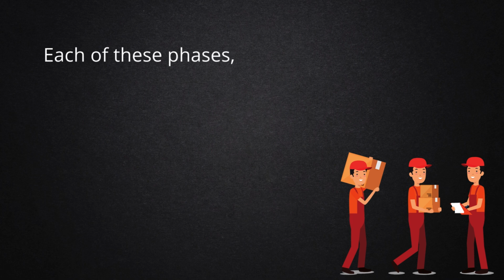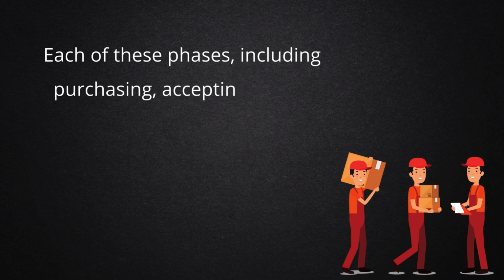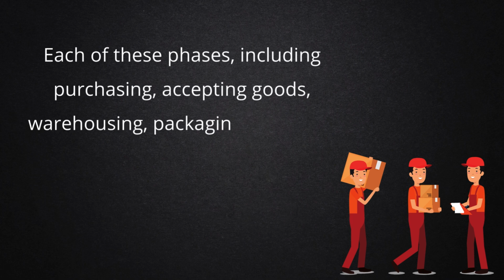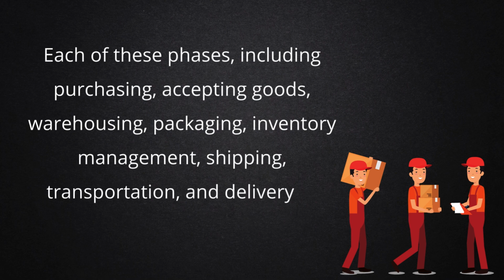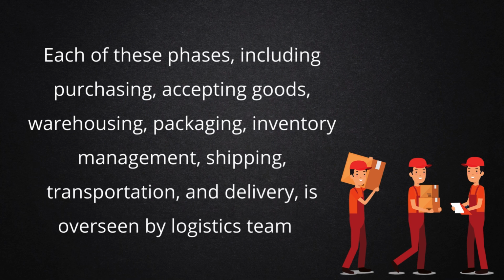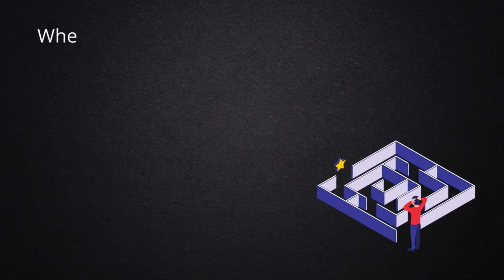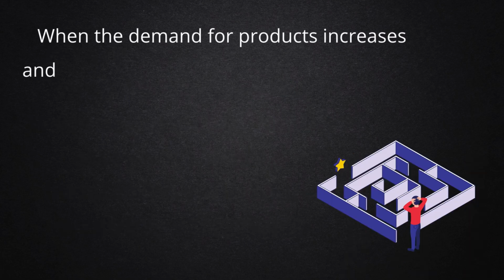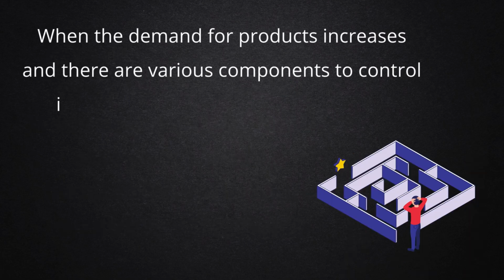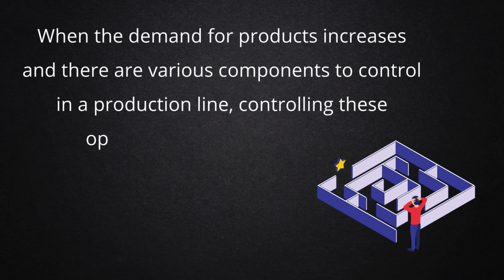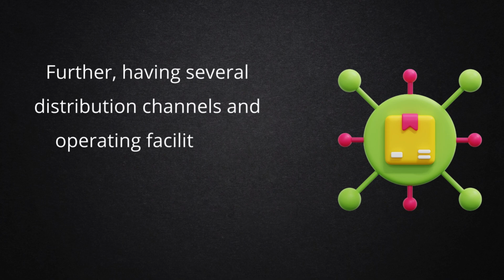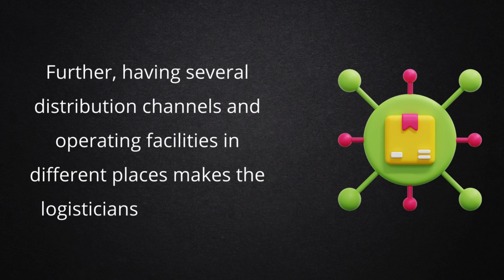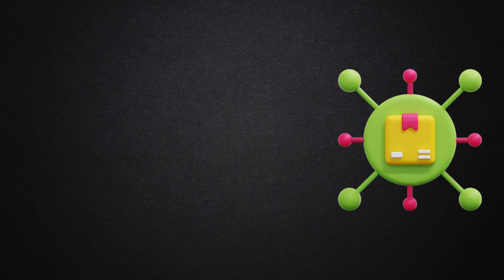Each of these phases, including purchasing, accepting goods, warehousing, packaging, inventory management, shipping, transportation, and delivery, is overseen by logistics teams. When the demand for products increases and there are various components to control in a production line, controlling these operations becomes complex. Further, having several distribution channels and operating facilities in different places makes the logistician's job harder.